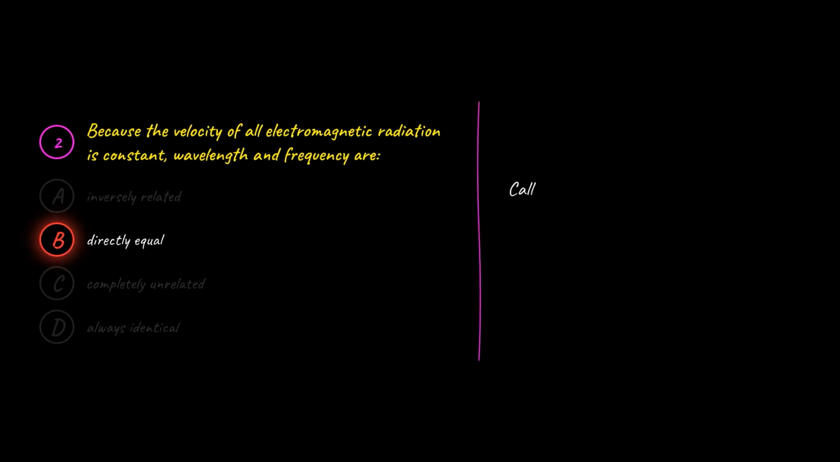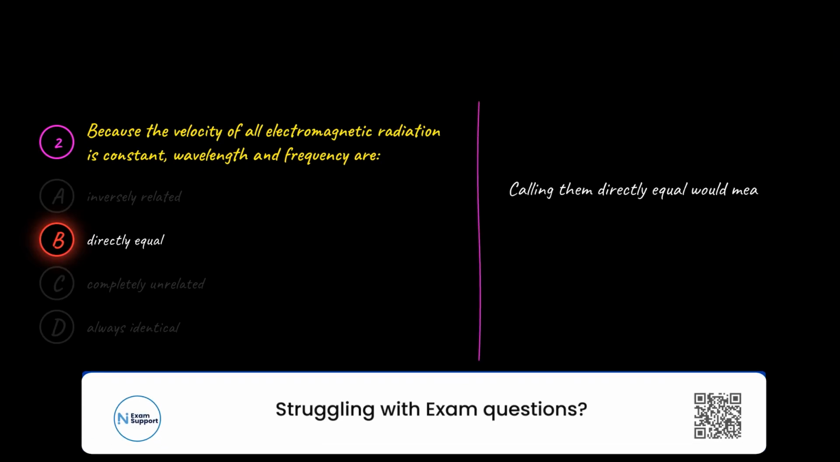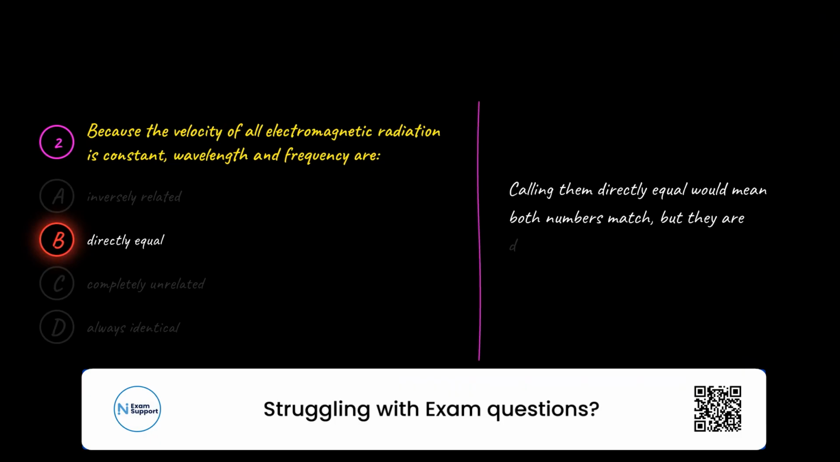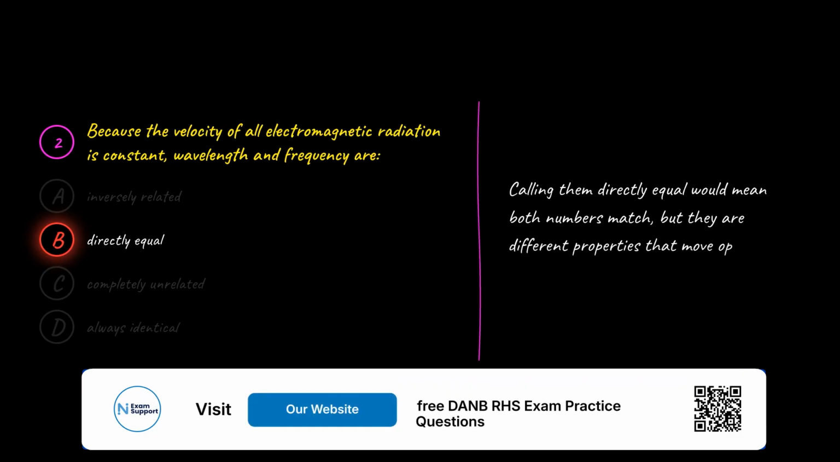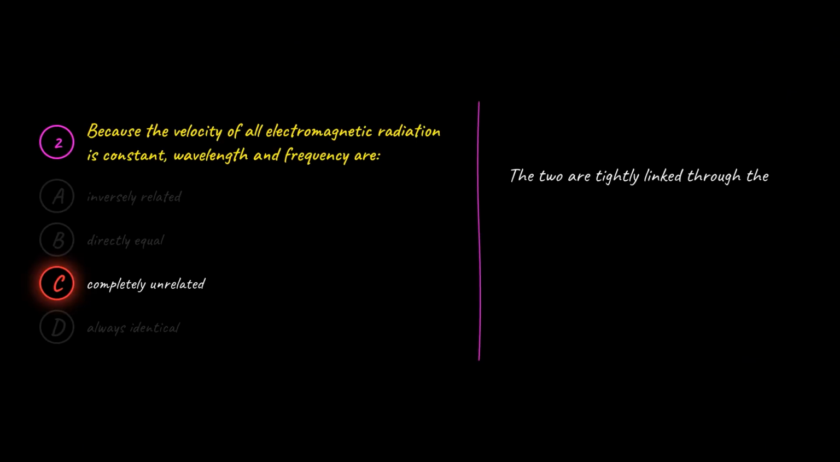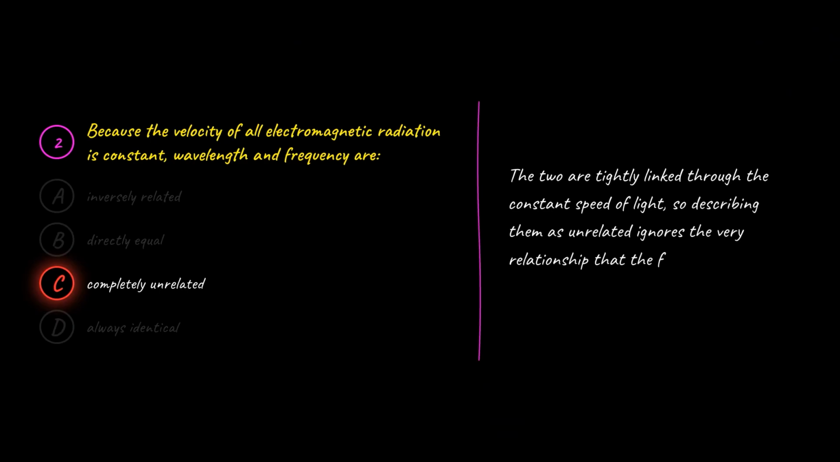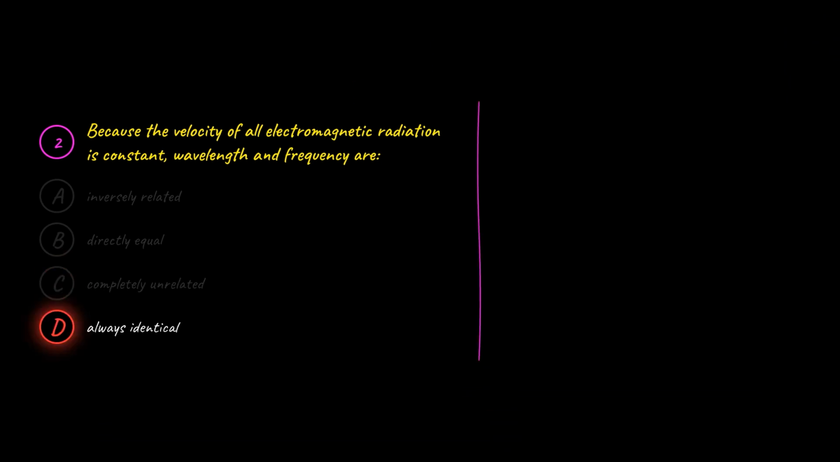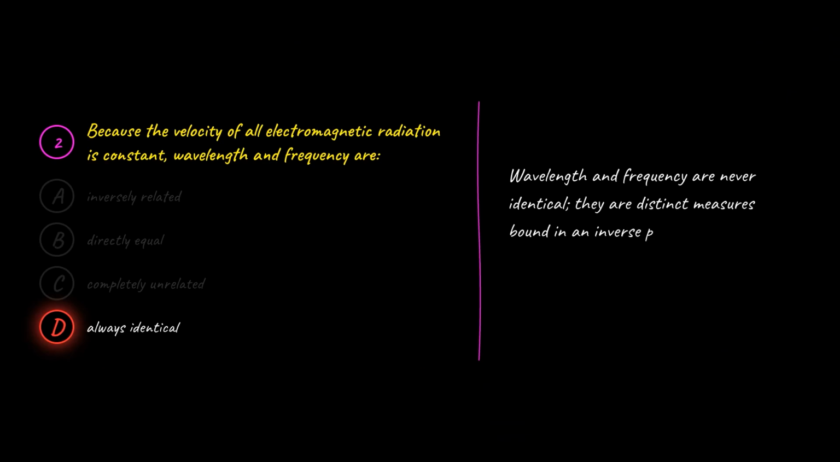B is wrong because calling them directly equal would mean both numbers match, but they are different properties that move oppositely, so they are not equal to one another. C is wrong because the two are tightly linked through the constant speed of light, so describing them as unrelated ignores the very relationship that the fixed velocity creates. D is wrong because wavelength and frequency are never identical. They are distinct measures bound in an inverse pairing, so treating them as the same value misreads the physics.